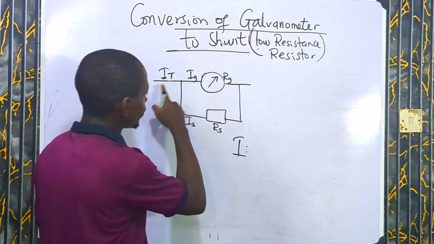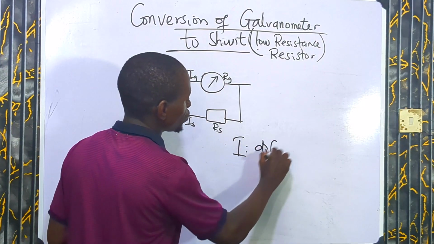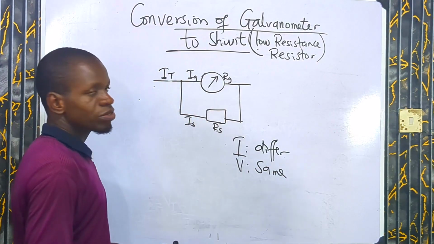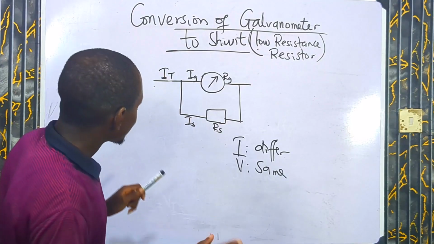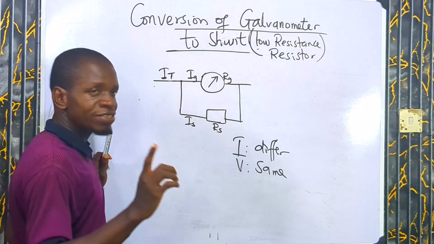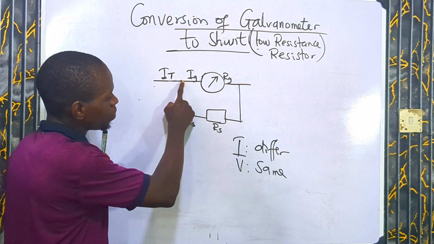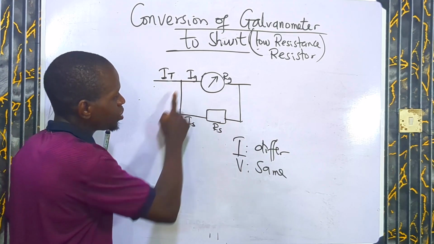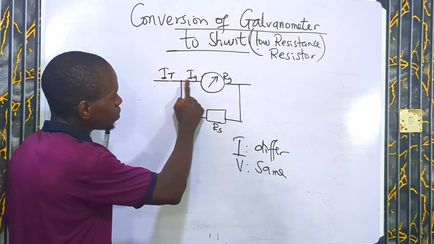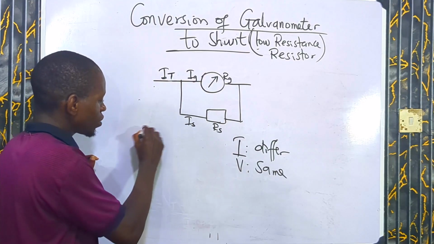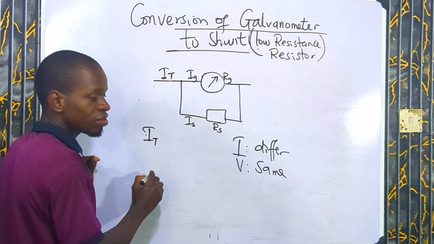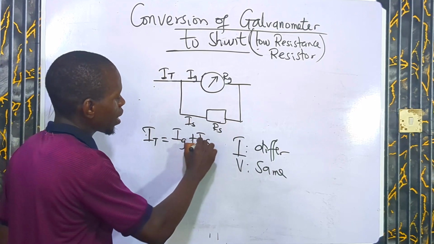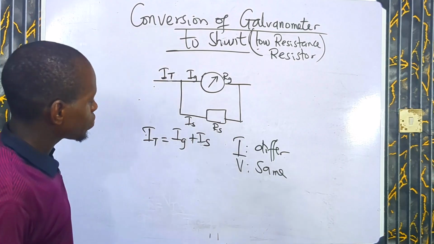Since this is a parallel connection, what happens to the current? The current will differ, and the voltage will be the same, since it's a parallel connection. So the current will differ, and that is why, if you look closely, you will discover that our I total was split into two. We have IS and also IG, and both of them combined together will give you your I total. So I can just say that my I total, my total current, is equals my IG plus my IS.